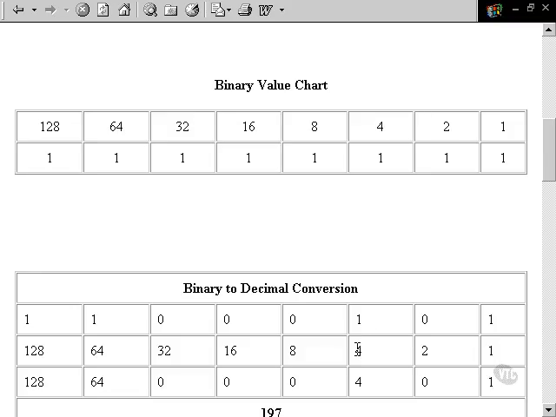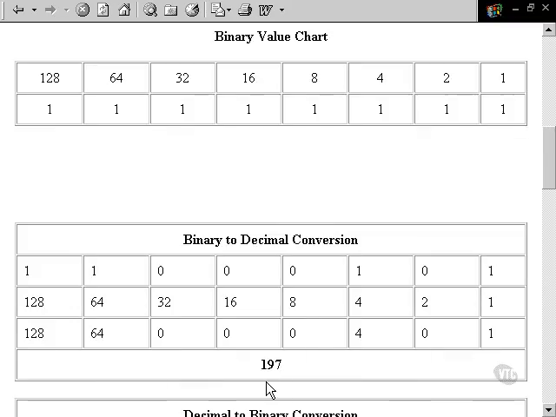I have a 1 here. The value for this is worth 4. So I bring down a 4. 0. There's nothing here, so I bring down a 0. And then 1, I bring down a 1. I have these numbers here. If I added these numbers up, 128 plus 64 plus 4 plus 1, it's going to give me the value of 197.